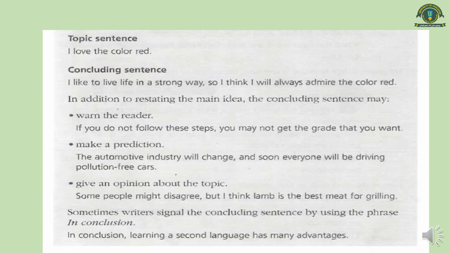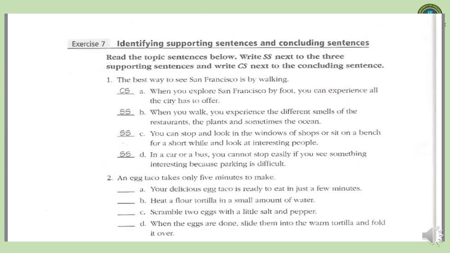So the topic sentence was, I love the color red. And when you come to the end, you can see the concluding sentence: I like to live life in a strong way, so I will always admire the color red. So both these sentences are referring to each other. Both these sentences are reflecting each other, or in simple words, the concluding sentence is restating the topic sentence. So these are the exercises about the concluding sentence and the topic sentence.